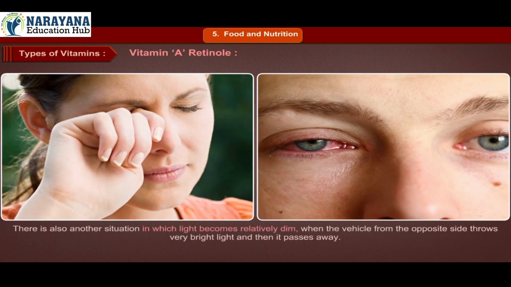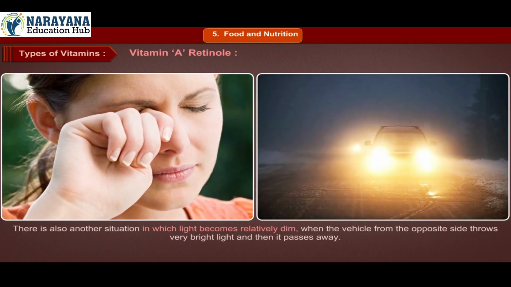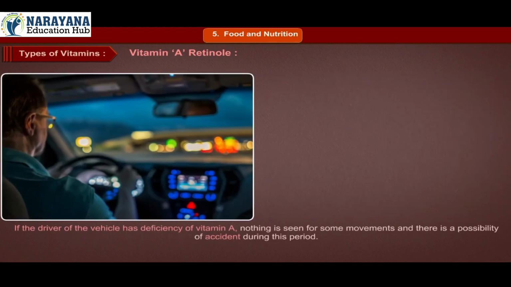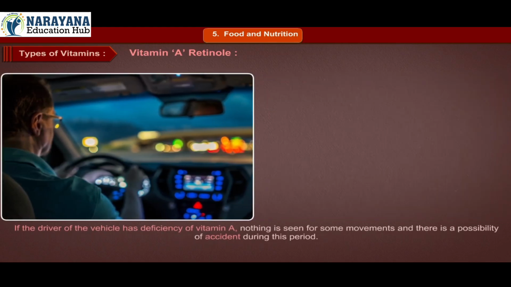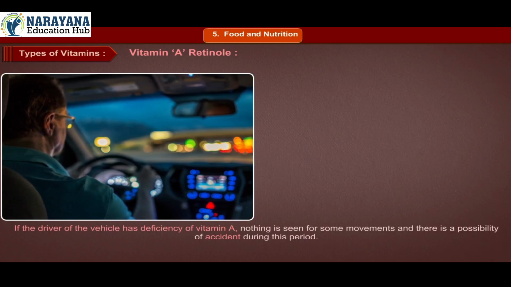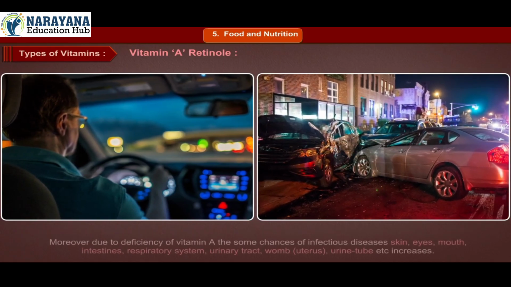There is also another situation in which light becomes relatively dim, when the vehicle from the opposite side throws very bright light and then it passes away. If the driver of the vehicle has deficiency of vitamin A, nothing is seen for some moments and there is a possibility of accident during this period.